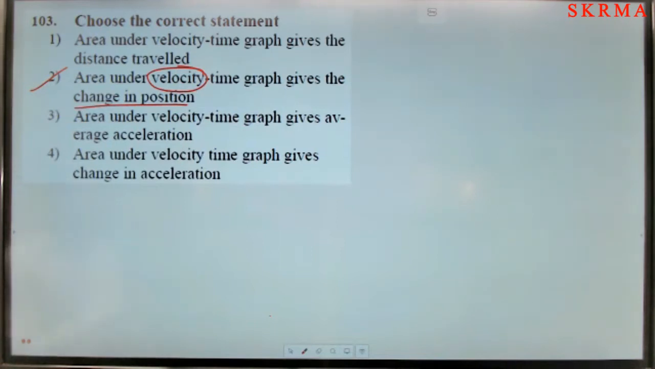So if it is a speed time graph, then you can select first one. If it is speed and time graph, you can go with the first one. But velocity means you will get only displacement. Displacement or change in position, both are same. So go with second option.